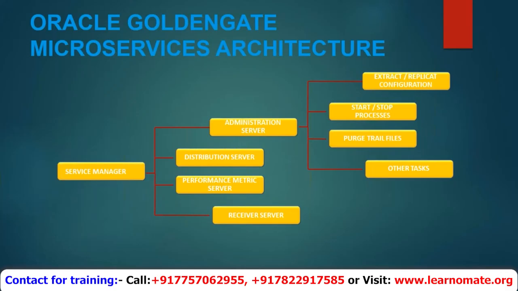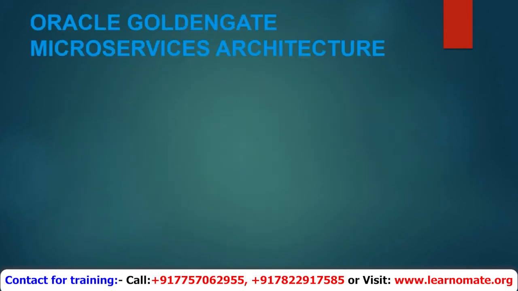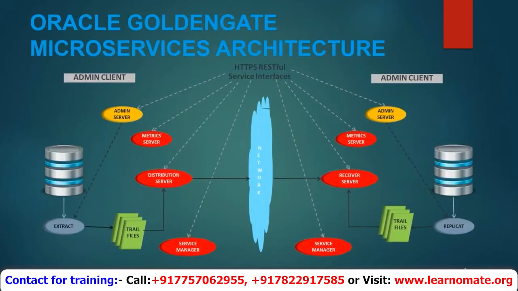The distribution server, as the name suggests, is used for distributing the data from source to target. The performance metric server is the new addition to GoldenGate functionality which was introduced from GoldenGate 12.3. The receiver server receives the changes which are being sent by the distribution server over the TCP/IP network. So this is how the microservices architecture looks.